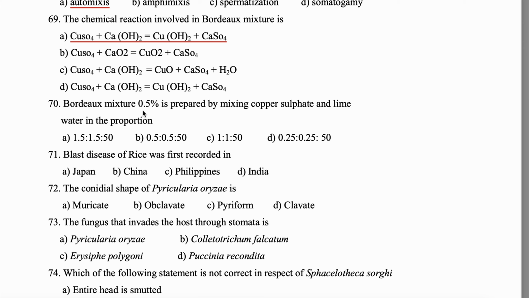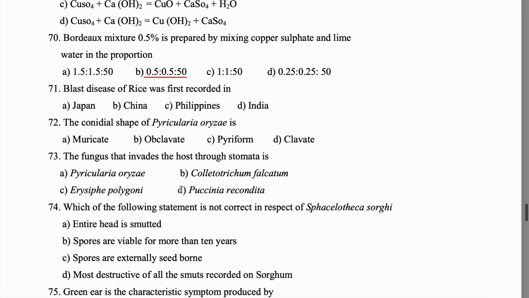So if they are asking 0.5%, it means we just have to make it half, which will be 0.5 of copper sulfate, 0.5 of lime, and 50 ml of water. So the answer is B.